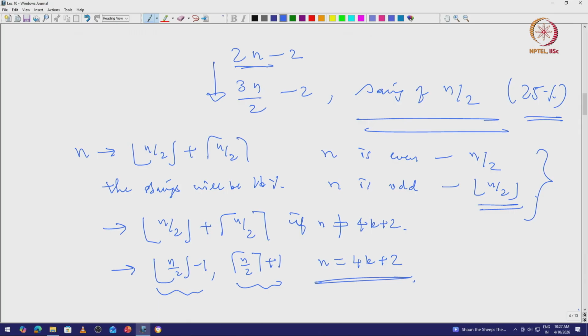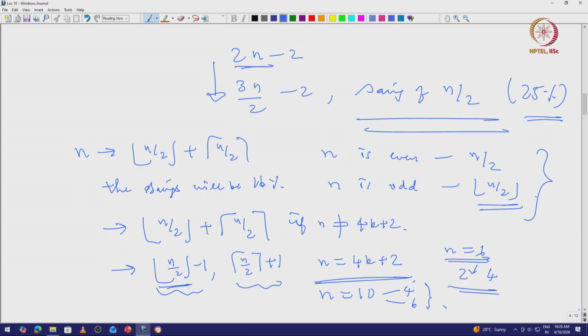So if n equal to 6, for example, floor n by 2 is 3, 3 minus 1 and 3 plus 1, it will be split as 2 and 4. For example, if n equal to 10, it will not be split as 5 and 5, it will be split as 4 and 6. Floor n by 2 will be 5, 5 minus 1 and 5 plus 1.